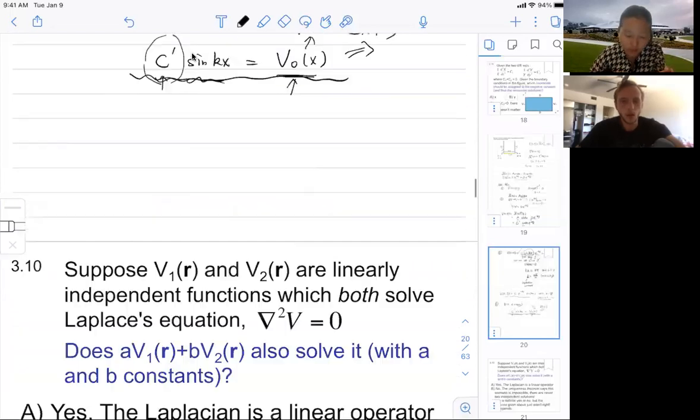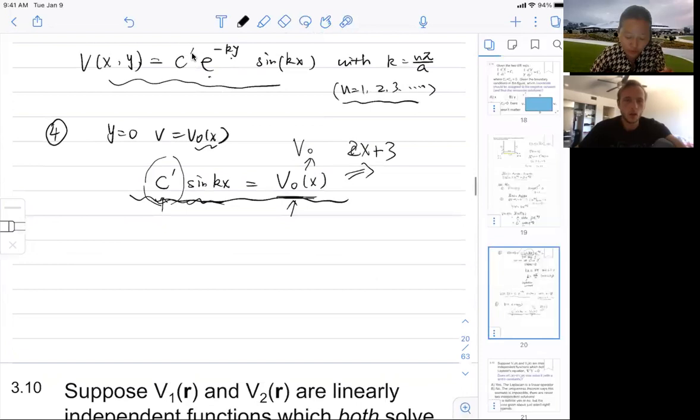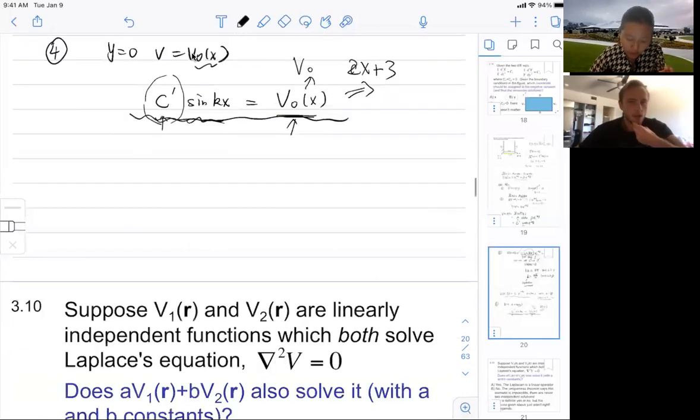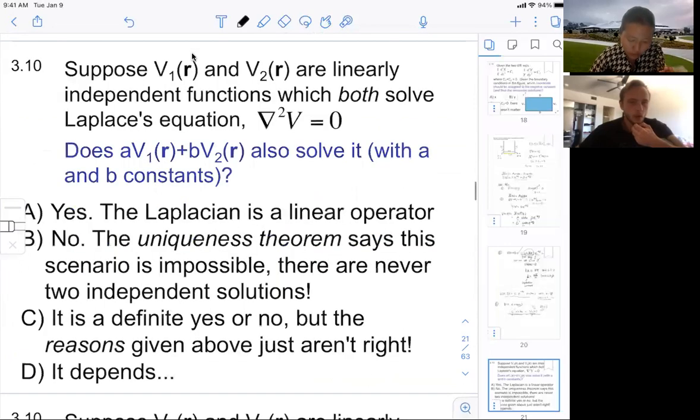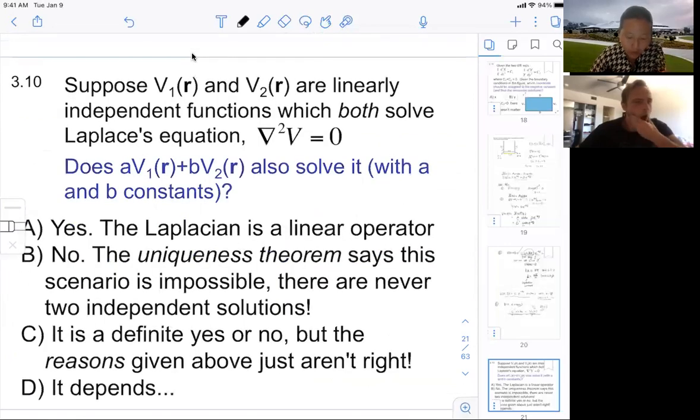So before we go any further, I want to further illustrate my point, so let's look at this particular multiple choice question, okay? All right, so let's say we have V1 and V2. They both satisfy the Laplace equation. Does A times V1 plus B times V2 also satisfy the Laplace equation? And I will let you guys vote here.